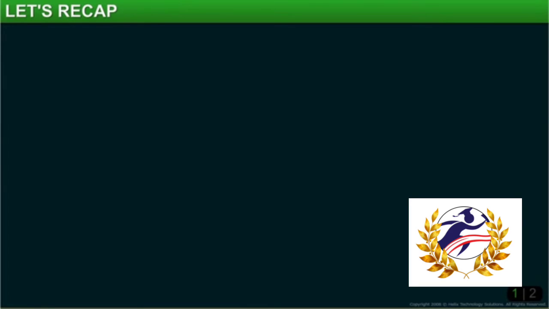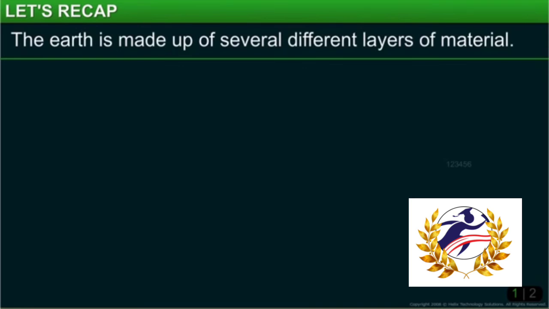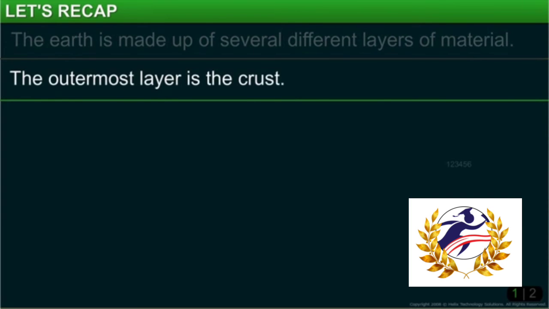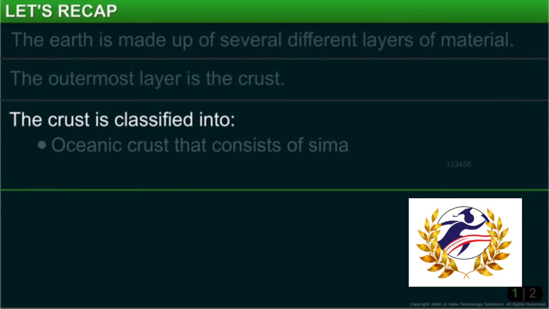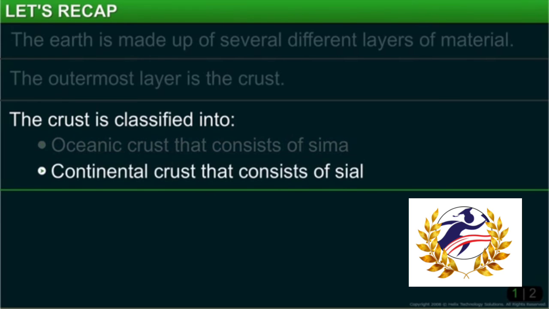In this module, you learn that the earth is made up of several different layers of material. The outermost layer is the crust. The crust is classified into Oceanic Crust that consists of Sima, and Continental Crust that consists of Sial.